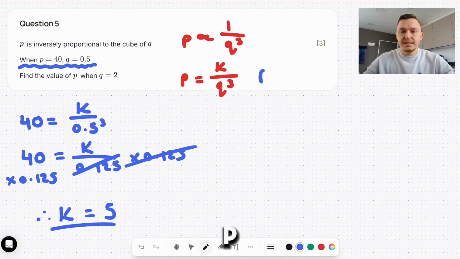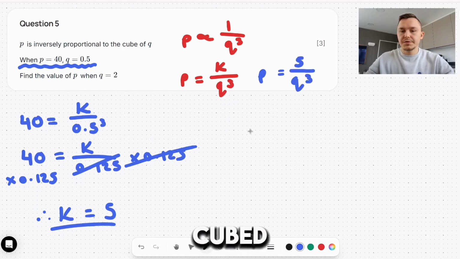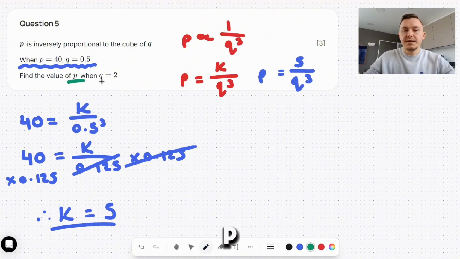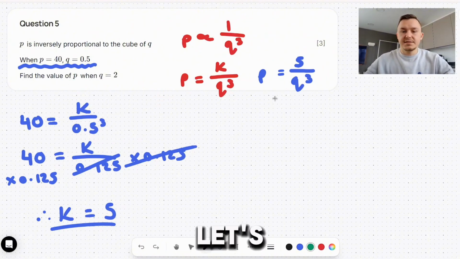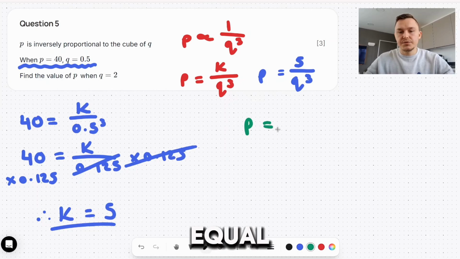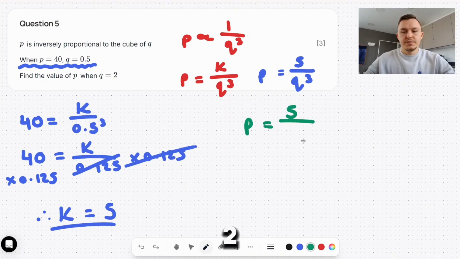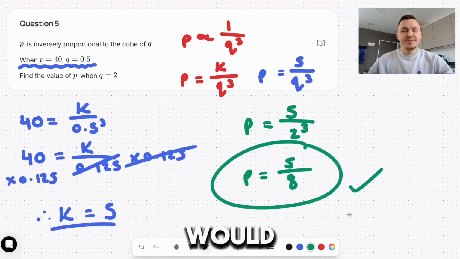So I can say that P is equal to 5 over Q cubed. And now I can use this equation to work out the value of P when Q is 2. So let's do that. P will be equal to 5 over Q cubed, and Q is 2, so 2 cubed. And I can solve this. P is equal to 5 over 2 times 2 times 2, which is 8. So P is equal to 5/8. And that would be my answer here.